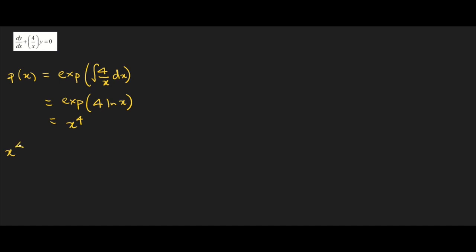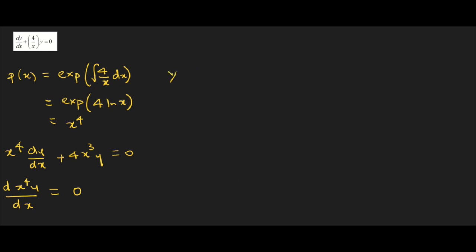Now we multiply through by that expression, and that gives us an equation: x to the power 4 dy/dx plus 4x cubed y equals 0. The advantage of this is that we can write this expression, using the product rule for differentiation, as d(x to the power 4 y)/dx equals 0. So we simplify our differential equation.